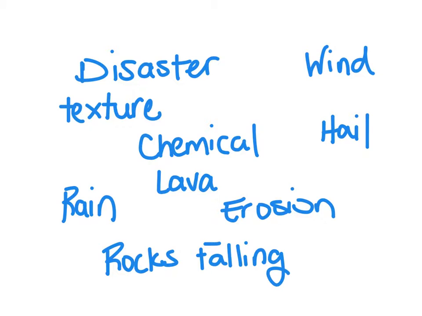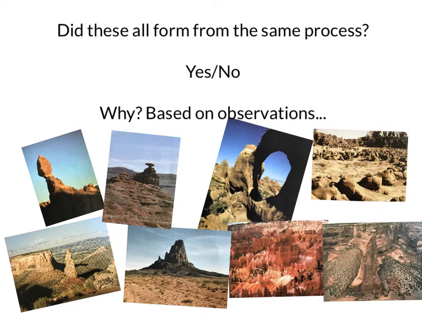But I'm going to show you an animation here, and I want you to think about this animation in terms of what's going on at a location that's in your book. So if you flip to page 19 in the resource book, we're going to take a look at it. Did all of these form from the same process? You're answering yes or no.